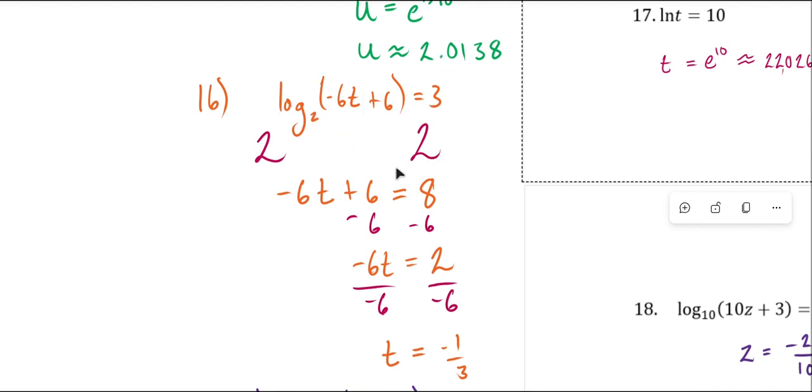If I do that, I wind up with 2 to the third on the right-hand side, which is 8. And I wind up with my argument, negative 6t plus 6, on the left. Now, we just solve this the usual way, minus 6 from both sides, and then divide by minus 6 to get rid of this coefficient of minus 6. This gives us t equals negative 1/3.